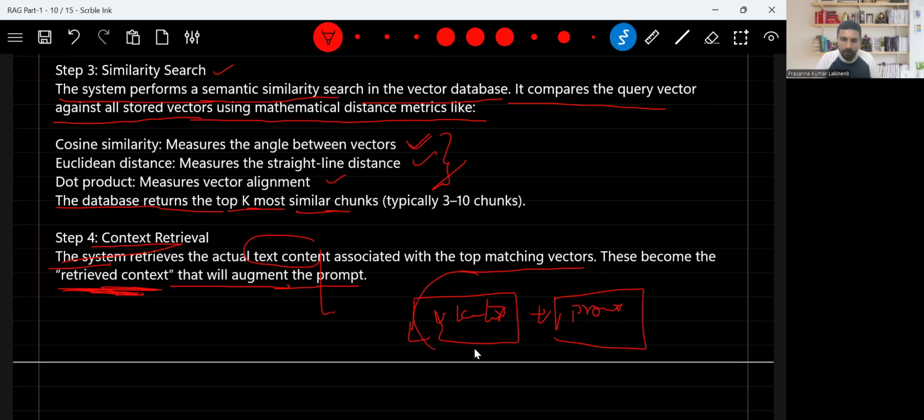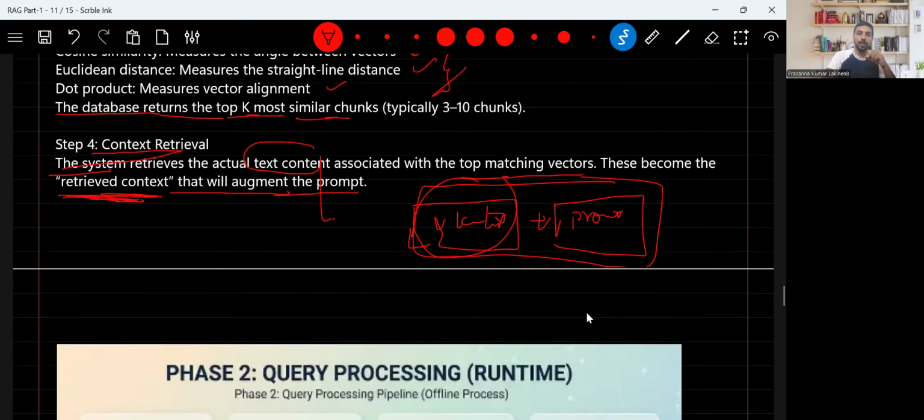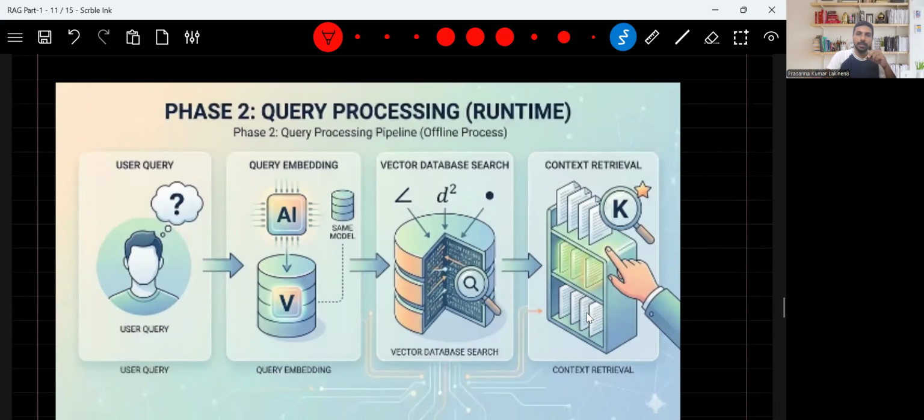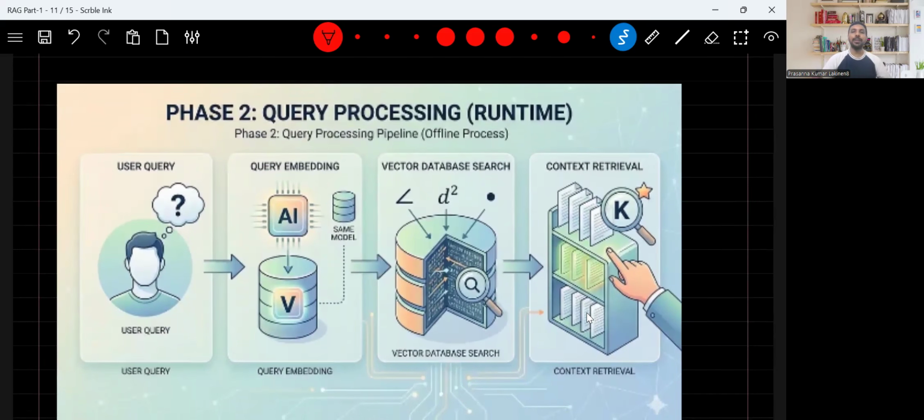So this is what the retrieval phase is. Combining these things is called the augmented phase. Now here you can see the pictorial representation of the query process.